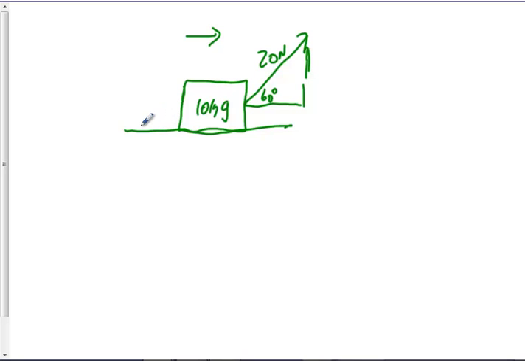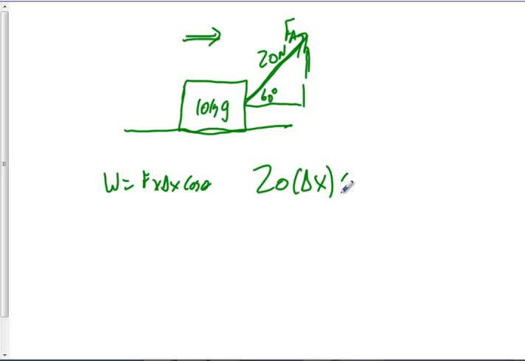how much work are we actually doing on this box? Well, if I want to know just the work of my applied force, there could be friction doing some other work, but we're just going to look at my applied force in this one. Well, work is force times distance times the cosine of the angle between them, and in this case, if I'm moving this way and pulling this way, that would be 20 times whatever my change in position is, however far I pull it, times the cosine of 60 degrees.